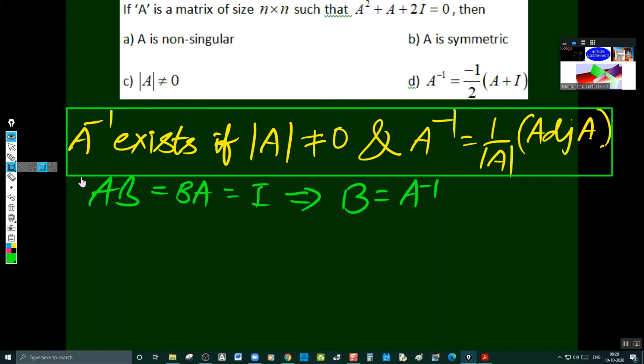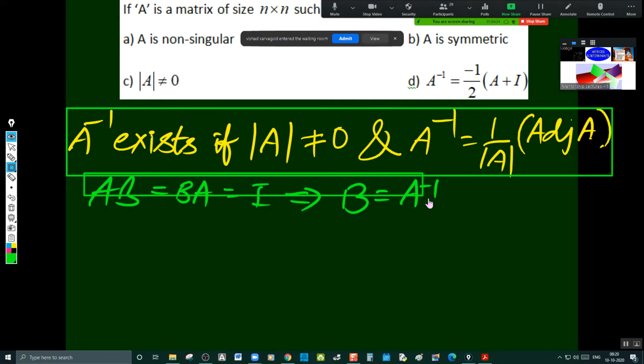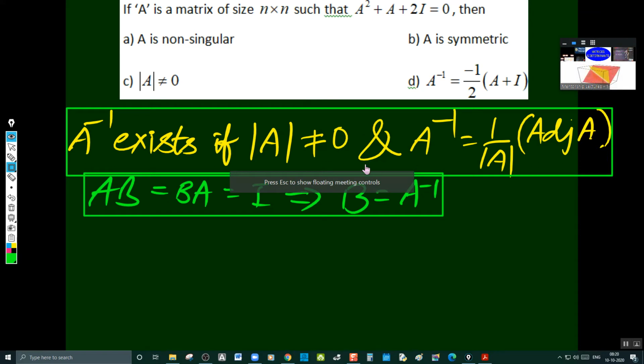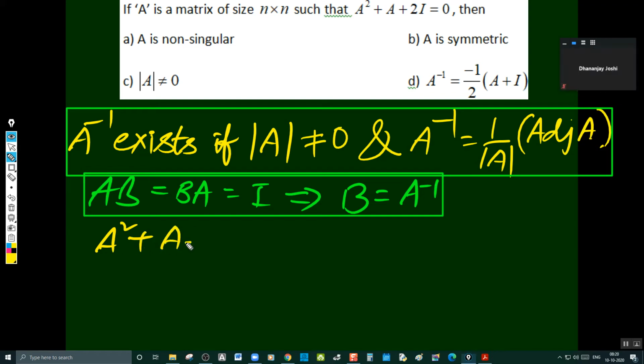And now what we will do is form this shape: AB is equal to I or BA is equal to I, whatever. So what I'm doing is taking the given matrix equation, A square plus A plus 2I is equal to 0, and I'm trying to form this form AB is equal to I.